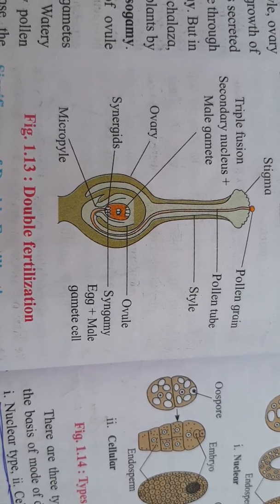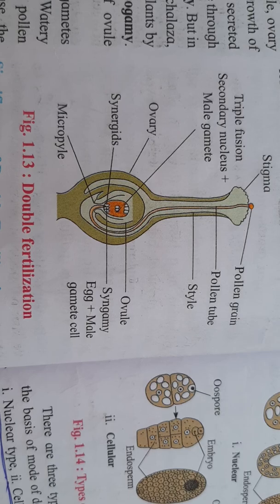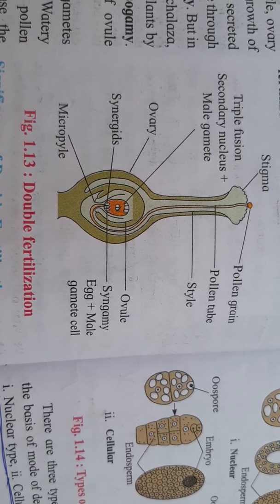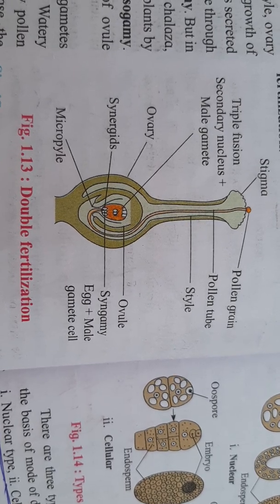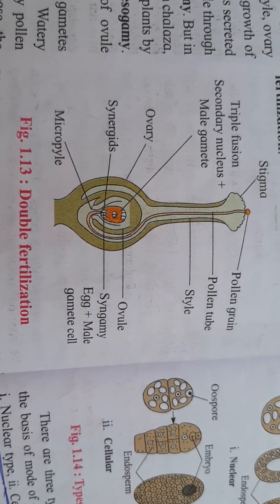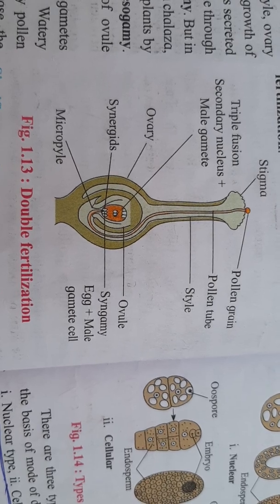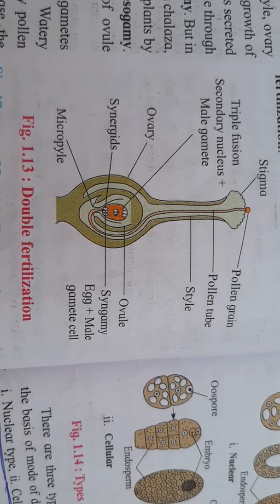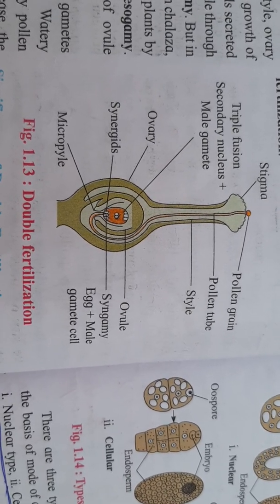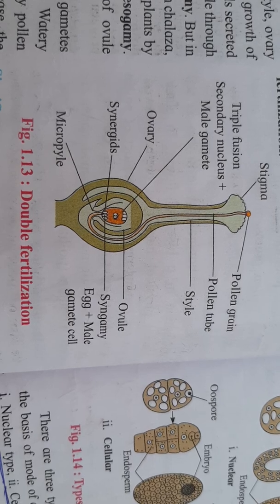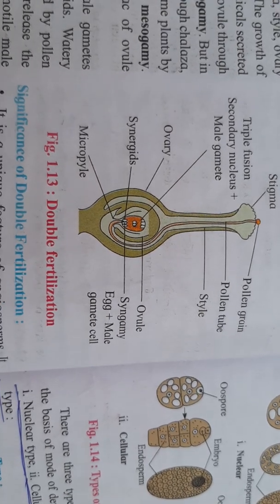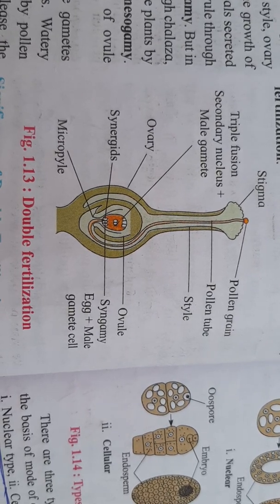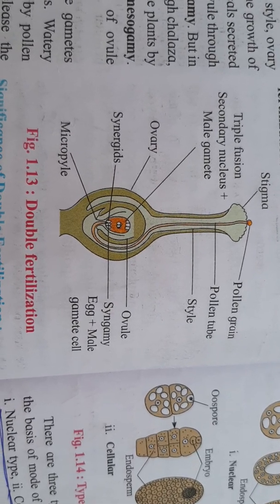Today we will show double fertilization. Double means two times and fertilization means fusion. We will show the typical structure of double fertilization. This structure shows the female gametophyte, the female part, and the male gametes. The diagram mostly contains the female part of a plant, and one of the male gametes is seen in the pollen grains.